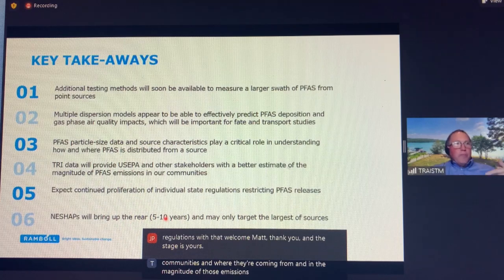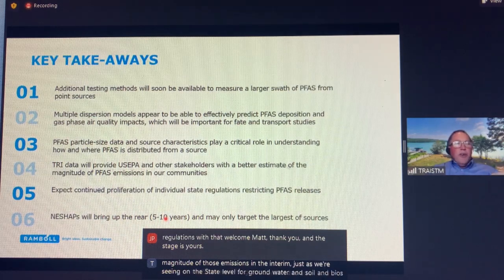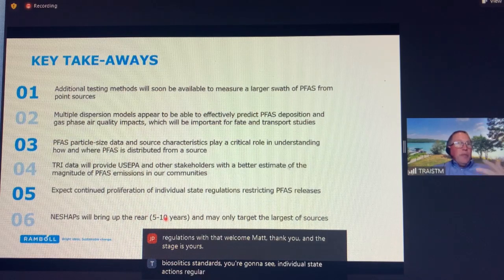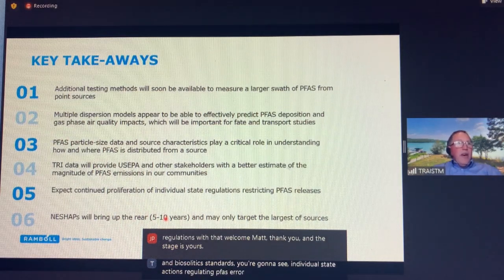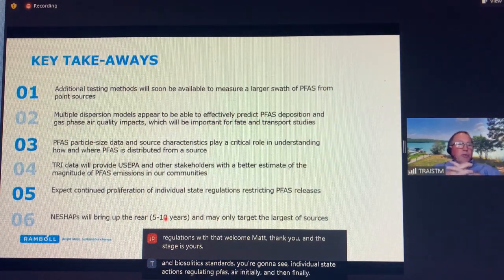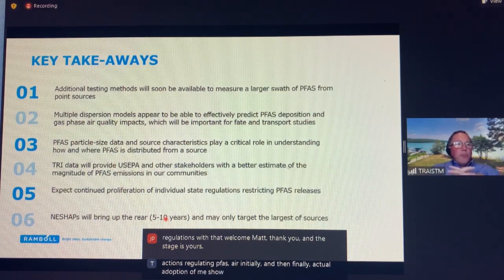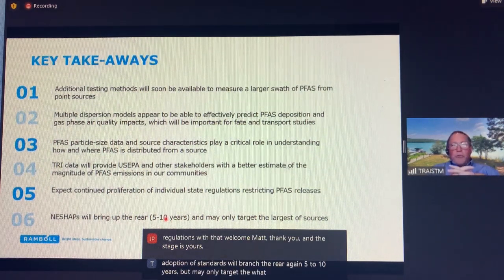In the interim, just as we're seeing on the state level for groundwater and soil and biosolid standards, you're going to see individual state actions regulating PFAS air emissions. And then finally, actual adoption of NESHAP standards will bring up the rear, again, 5 to 10 years, but may only target the largest of sources.